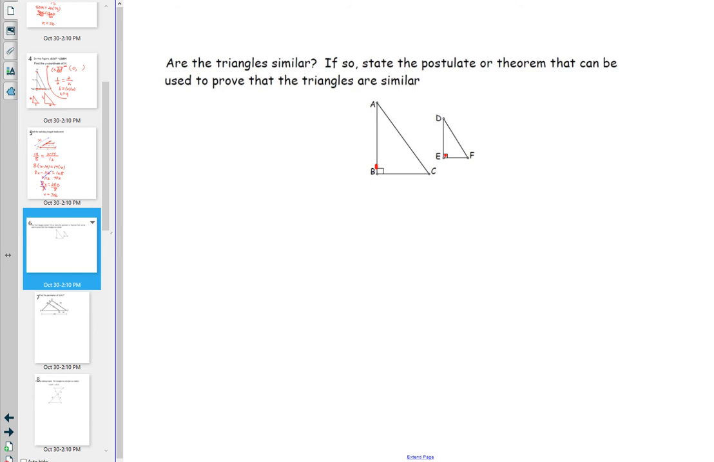So what? There's an angle and an angle, so that's angle, angle? No. No, that's not enough. All we know is these are right triangles. There's no other information given.